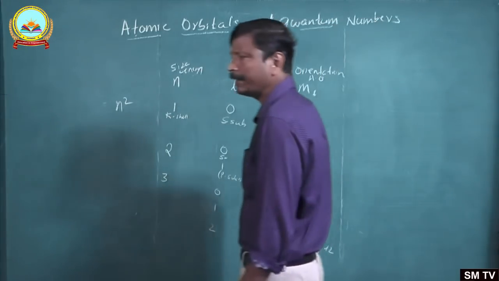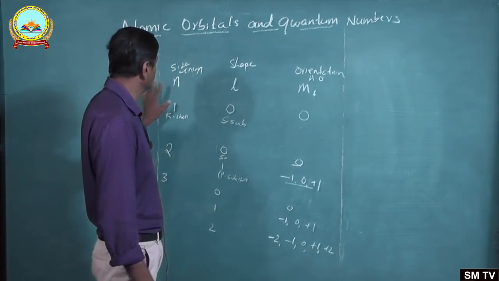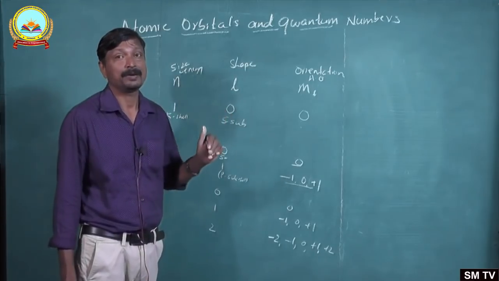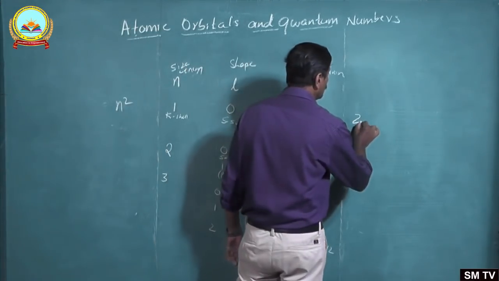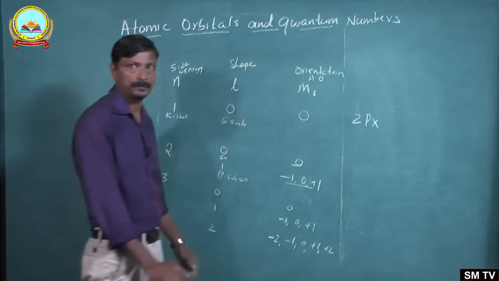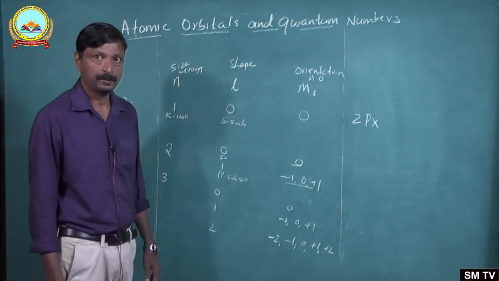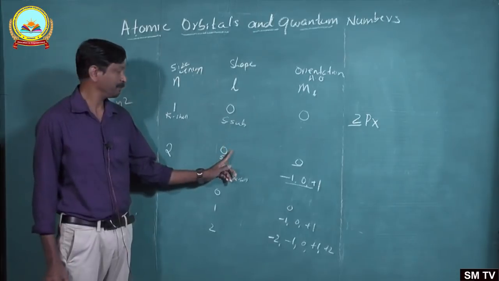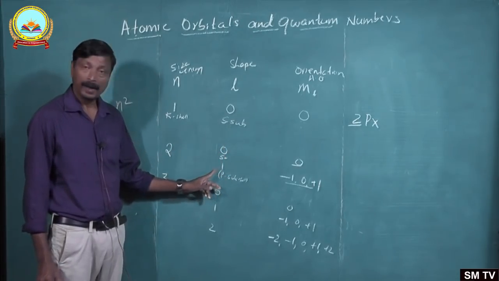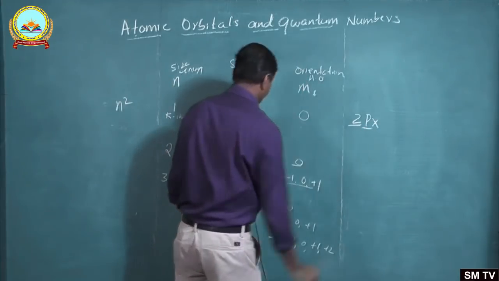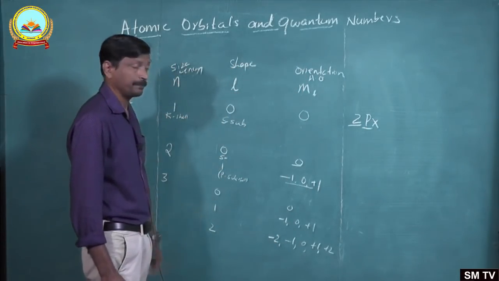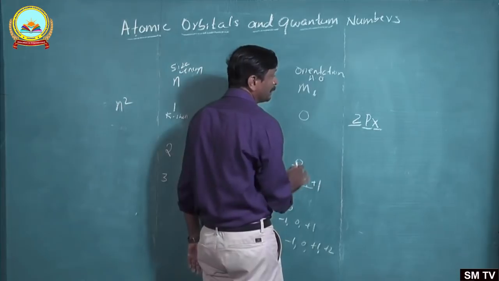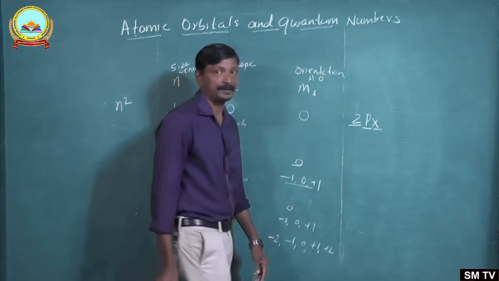So suppose you write any atomic orbital, it is tagged with these three quantum numbers. For example, I write 2px. See, this 2 is the principal quantum number, it belongs to the second principal quantum number. The p is the azimuthal quantum number, it's L. The x represents the magnetic quantum number. It's oriented along the x-axis.